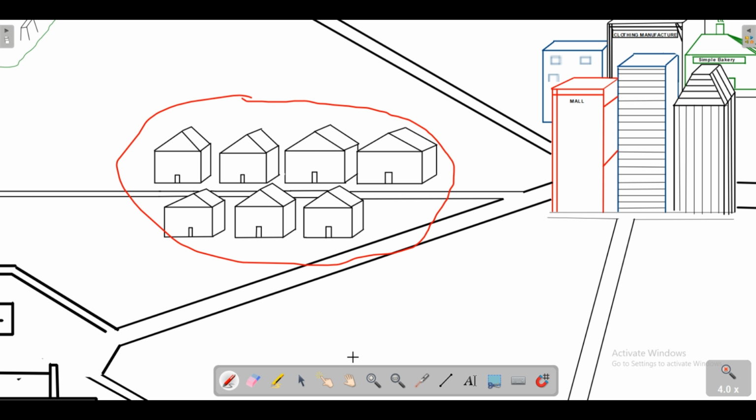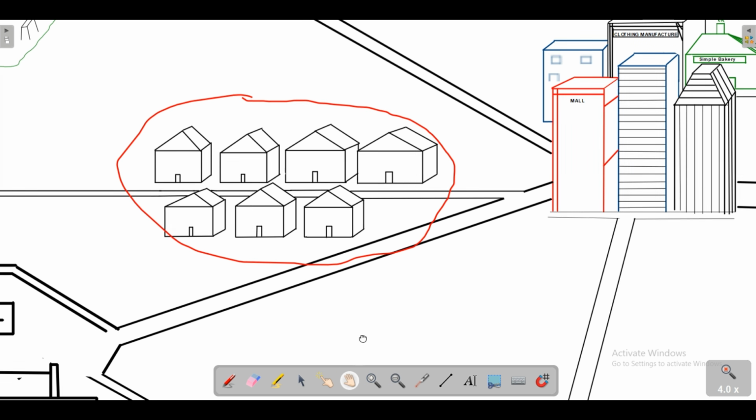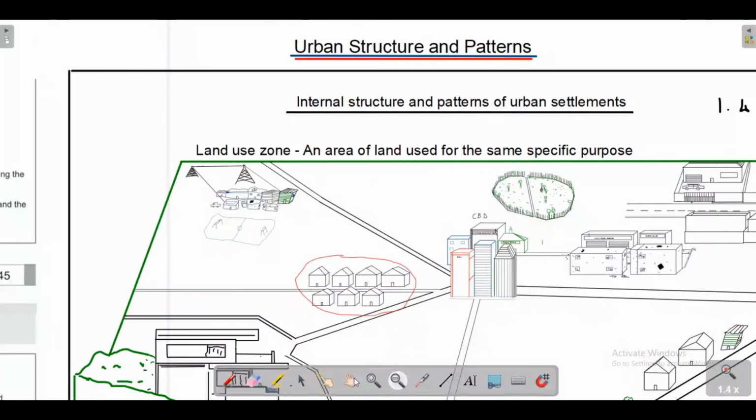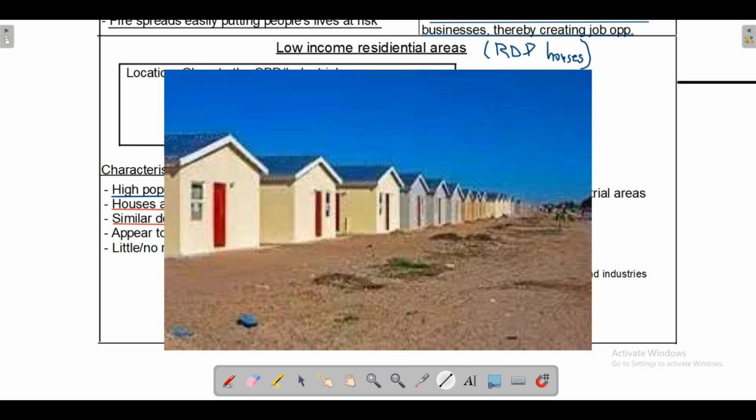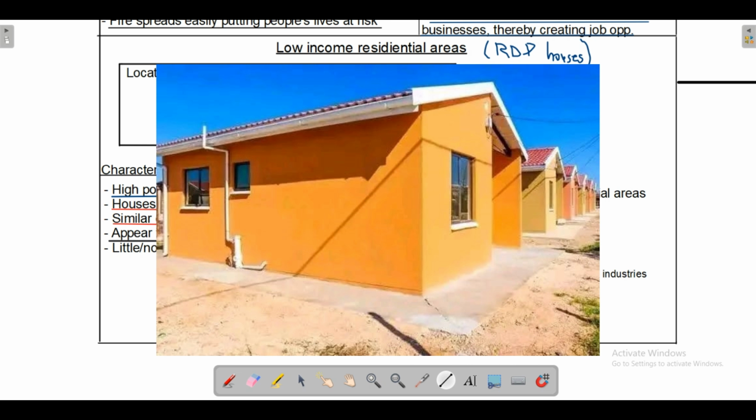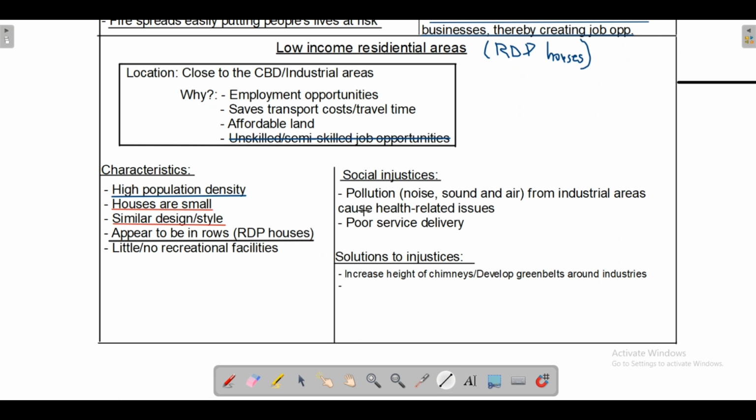Even if you are given a diagram, it's easy to identify low income residential areas. They have a similar design because they are built by government. The RDP houses have a similar design. That's the easiest way to identify them. Look at their designs, the same. They usually appear to be in rows. Okay, as I said, these are your RDP houses, and there's little or no recreational facilities like parks.